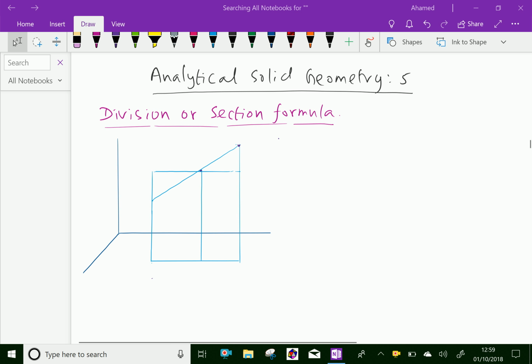In analytical solid geometry, let us discuss the division or section formula. Look at this figure. Here the points P and Q are in space. Suppose P is (x1, y1, z1) and Q is (x2, y2, z2). Then let R be any point in between P and Q such that PR by RQ is the ratio m to n. Here m to n means the point R divides the line PQ in the ratio m is to n.